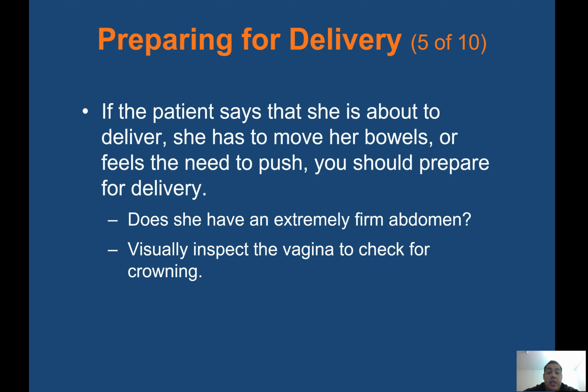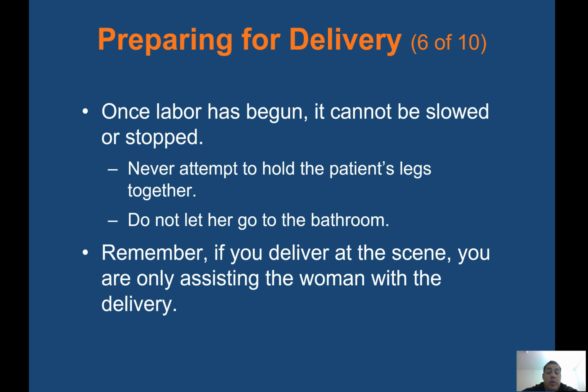If the patient says that she is about to deliver, she has to move her bowels, or feels the need to push, she should prepare for delivery. Does she have an extremely firm abdomen? Visually inspect the vagina to check for crowning. Once labor has begun, it cannot be slowed or stopped. Never attempt to hold the patient's legs together. Do not let her go to the bathroom. Remember, if you deliver at the scene, you are only assisting the woman with the delivery.